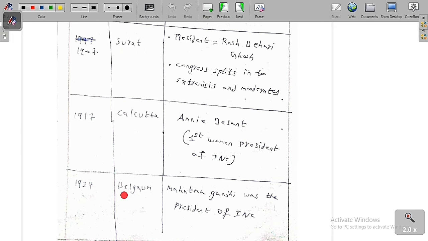In the year 1924, it was held in Belgaum and Mahatma Gandhi was the president of the INC. So in this meeting, in 1924, held in Belgaum, at the time Mahatma Gandhi was the president of the INC.